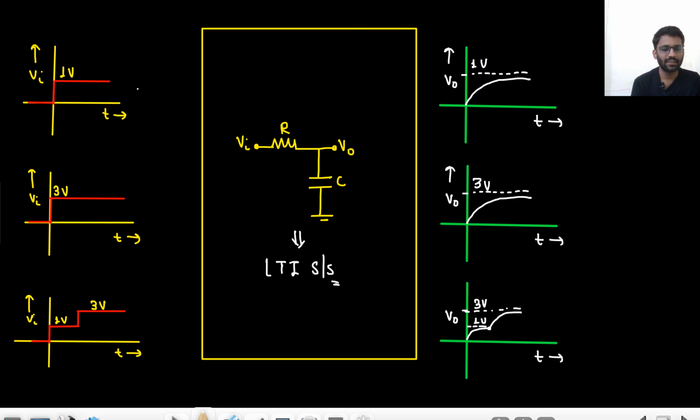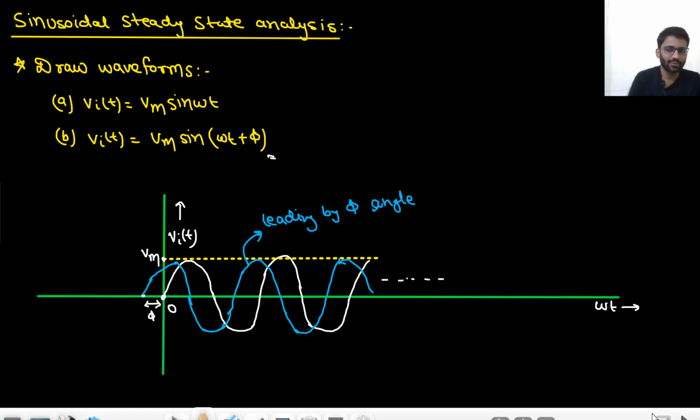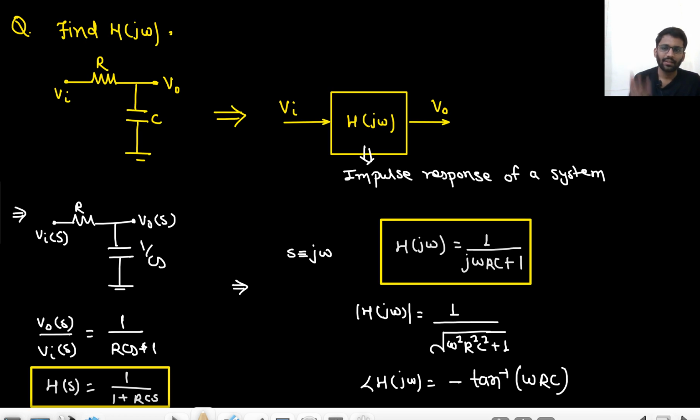So this is just the basics that I am delivering to you. First I told you about the waveforms, what you mean by phi leading by phi. Then I told you how to write the impulse response. This is known as the impulse response of a system. Why is it so, you will get to know later on.